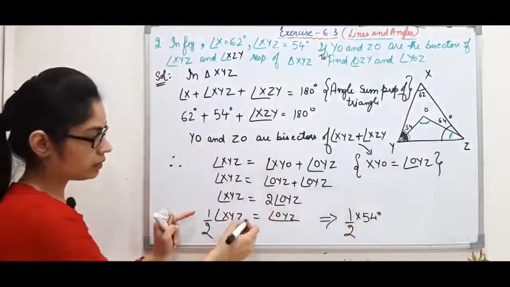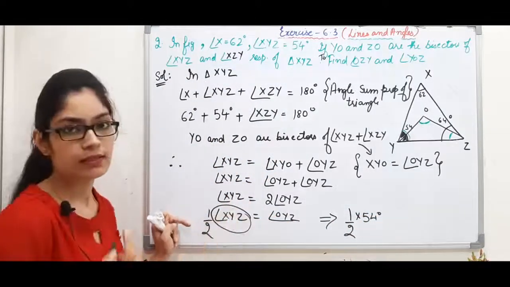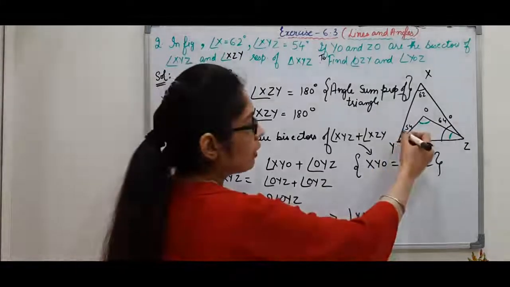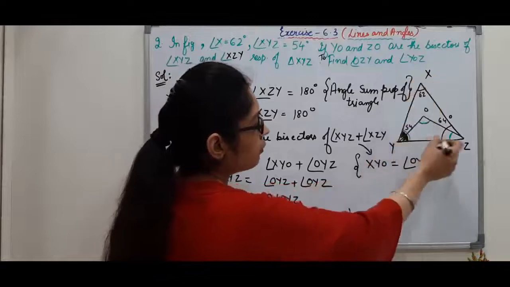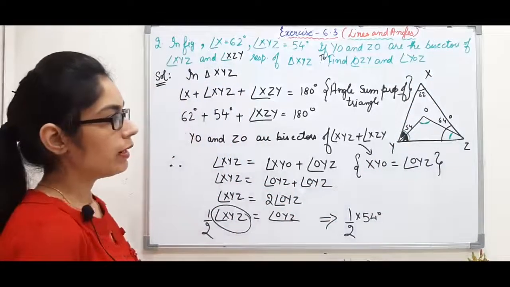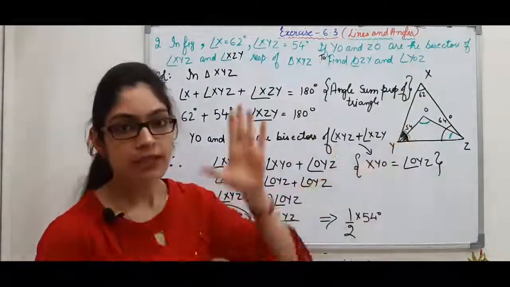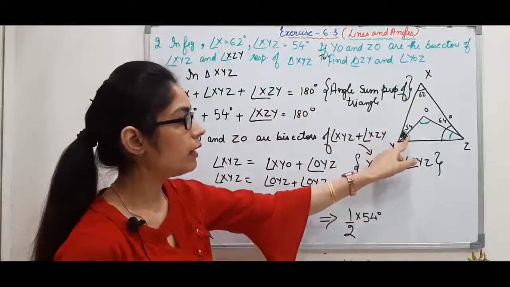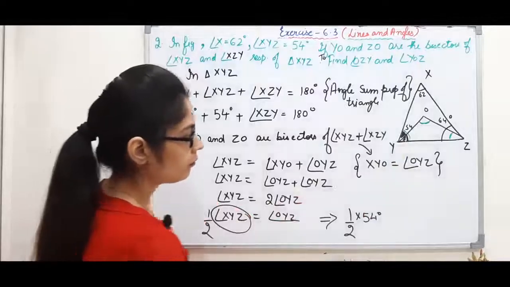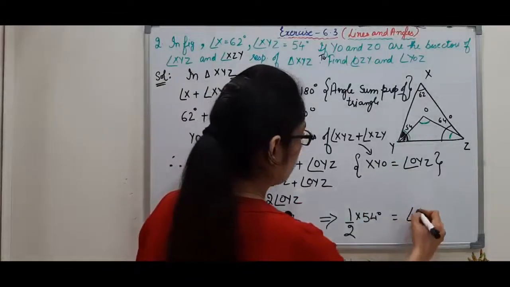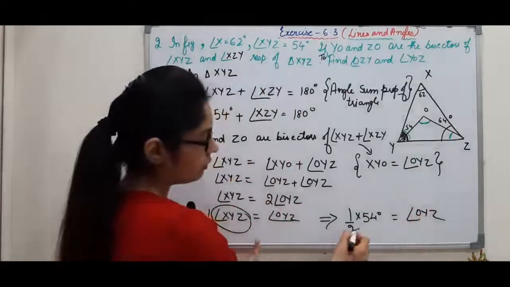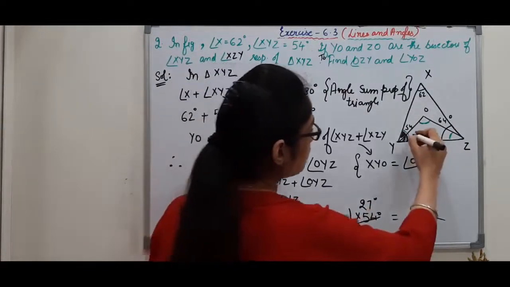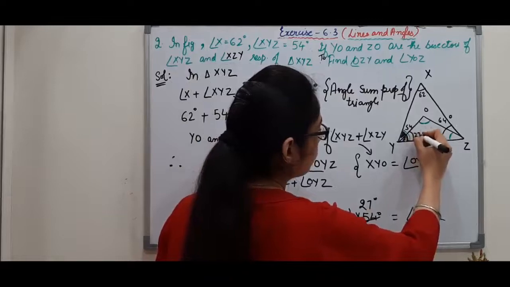See here, I have just substituted the value of this angle XYZ, because half of this angle is equal to this angle. See, these two angles make a sum of the complete angle, and these two angles are equal to each other also. So if we do half of this complete angle, we will get the value of angle OYZ. So half, we can do the cancellation, so it is equal to 27. So this angle is equal to 27 degrees.